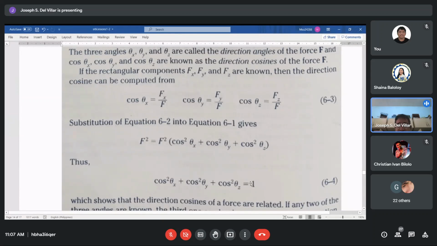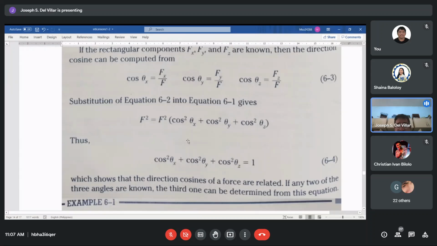And this is called identity-like equation. Okay, identity-like because similar to identity except that wala siyang sine squared. They are all expressed in terms of cosine squared. Okay? And the summation of the squares of all the direction cosines is equal to 1. So yun yung equation. Okay?